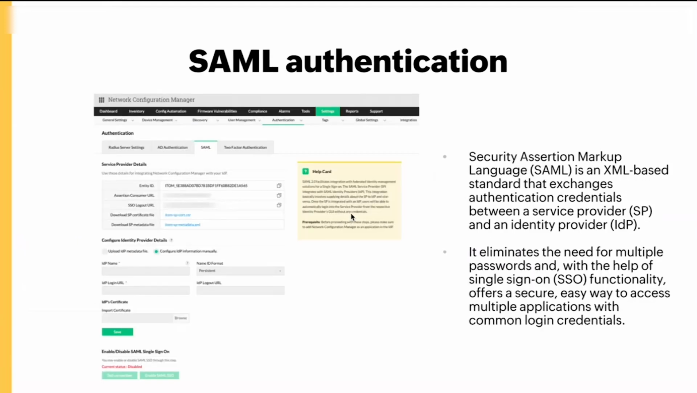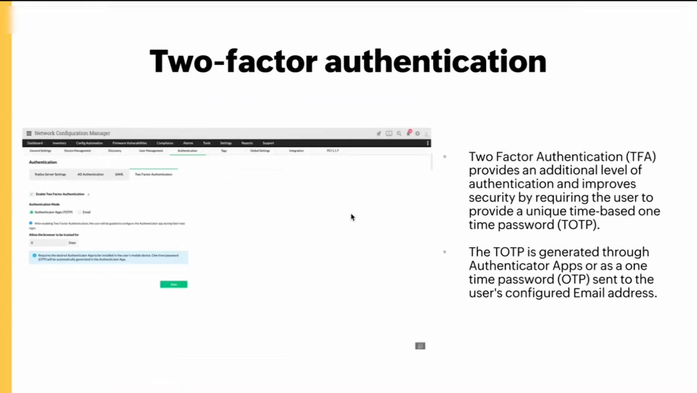Next is the SAML authentication, which is the Security Assertion Markup Language, an XML-based standard that exchanges authentication credentials between a service provider and an identity provider. So it eliminates the need for multiple passwords. If you want single sign-on, that is SSO functionality, you can utilize this SAML feature for logging into Network Configuration Manager. Next is the two-factor authentication. If you enable two-factor authentication, you will receive a TOTP in the Authenticator app, and only if you provide the TOTP will you be able to log into Network Configuration Manager successfully.